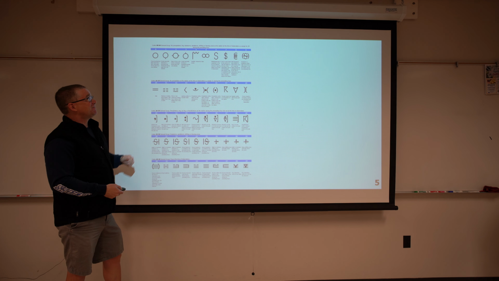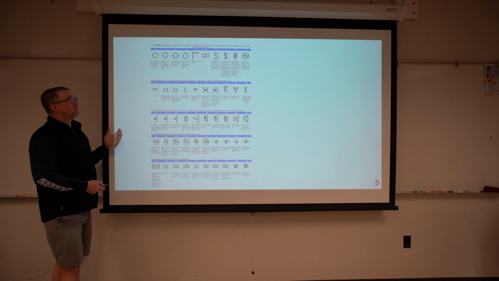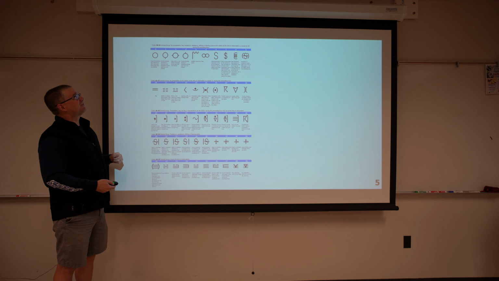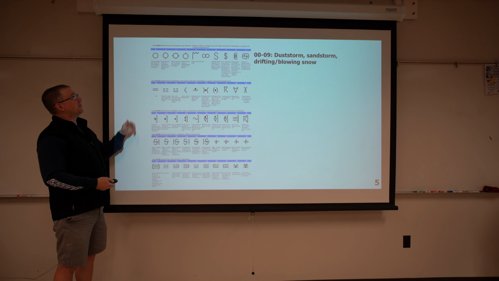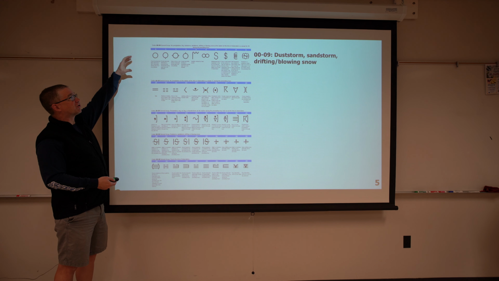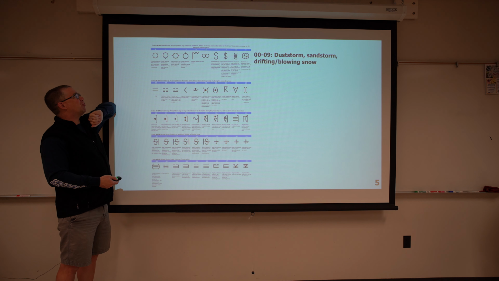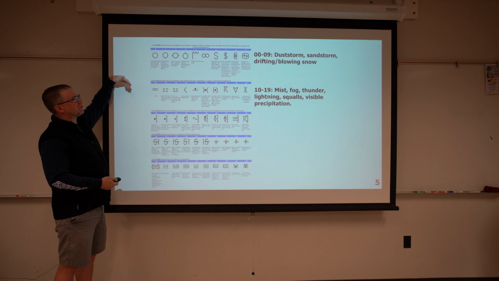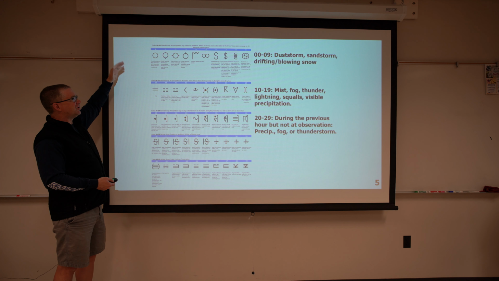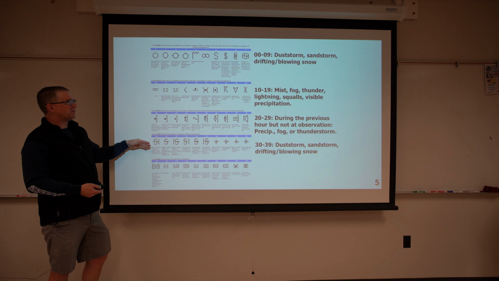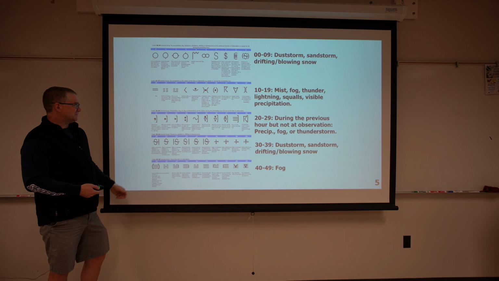Now the weather symbols are here. This is again basically a version from your handout, very similar to it. The symbols are numbered and they're grouped by vaguely similar types of weather. So dust storms, sandstorms, mist, fog, thunder. These are the previous hour symbols. These are your dust storm, sandstorm symbols. Your fog and mist kind of things here.